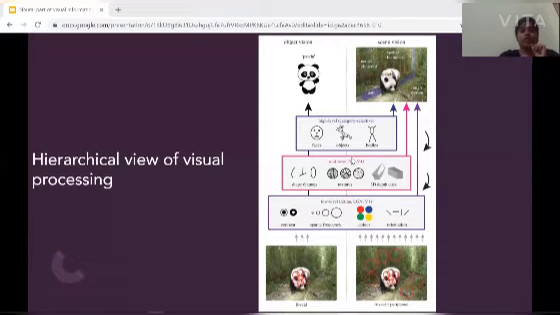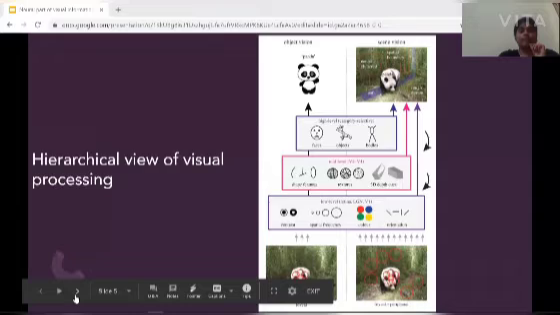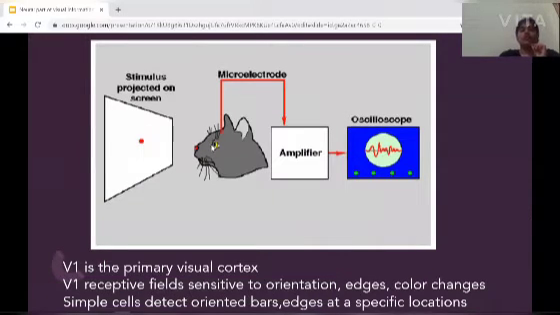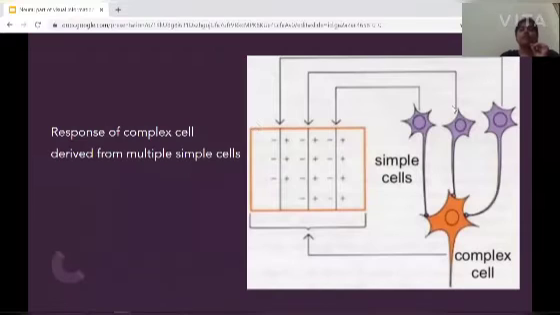So, on seeing the visual stimuli, light enters the eye. The photoreceptors in the eye, basically the rods and cones, which are sensitive to light, sense the light intensities and send the information to the LGN. From the LGN, it goes to V1. V1 is the primary visual cortex, and V1 is sensitive to basic elementary features like edges, bars, and color changes. The simple cells in V1 get activated if they detect edges or bars at a specific location. Based on the responses from multiple simple cells, the complex cell gets activated.